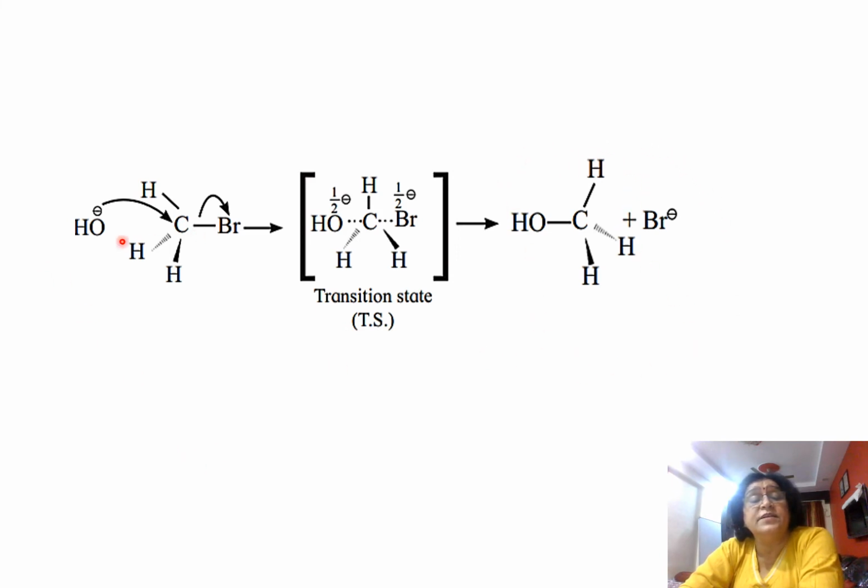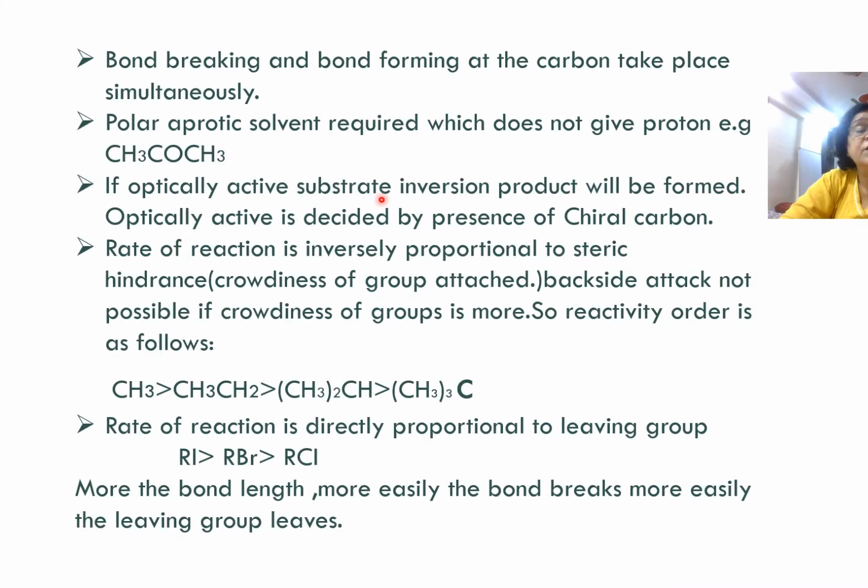So what happens, basically the backside attack takes place. OH attacks carbon from the backside. This transition state is formed. Here carbon is bonded to OH and Br both, and the product is formed with the inverted configuration. Okay, clear? Basically, the reaction is happening in one single step. So bond breaking and bond formation take place simultaneously.